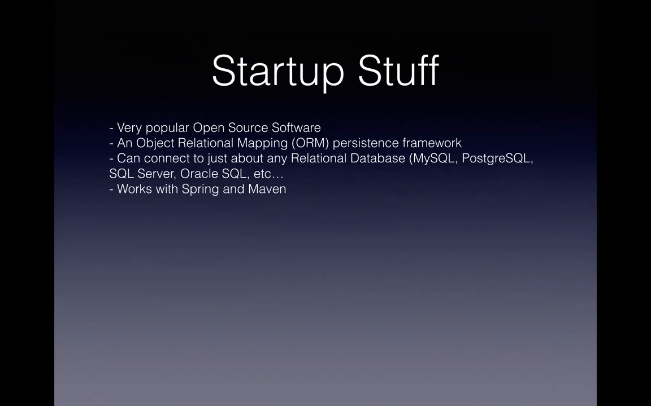What it means is that it maps objects to relational databases, specifically tables. And persistence, the word has things to do with databases. And so it maps objects to your database and your database tables. It can connect to just about any relational database. Those are MySQL, PostgreSQL, SQL Server, Oracle SQL, any of those database management systems.